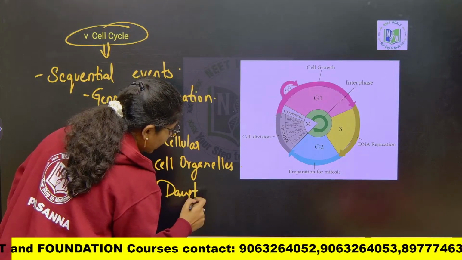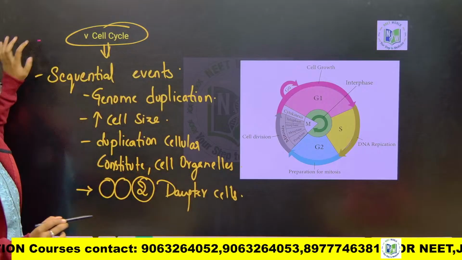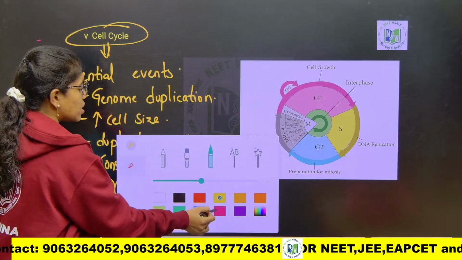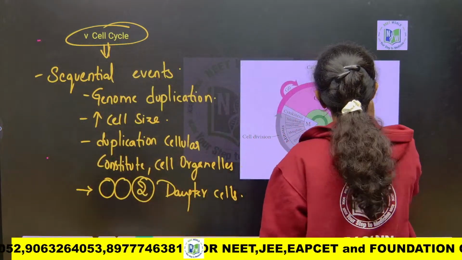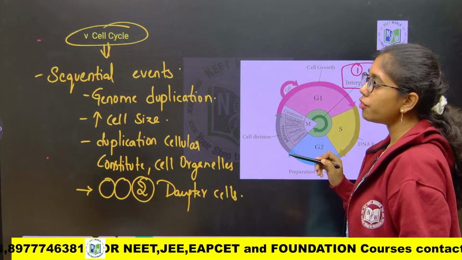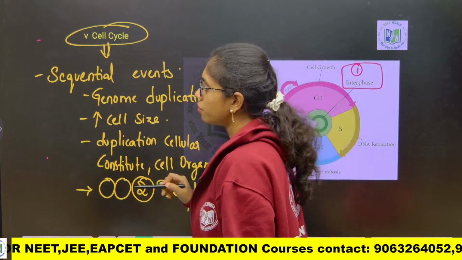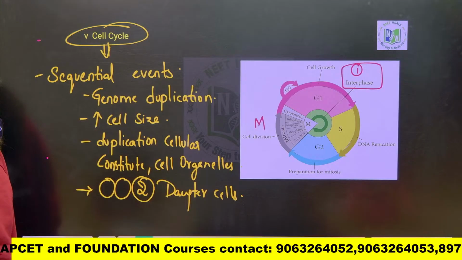This complete sequential event is called the cell cycle. The cell cycle operates in two major phases. Look into it properly. What are those two major phases? The first phase is called interphase, and the second phase is called M phase or mitotic phase. First phase is interphase and second phase is M phase.